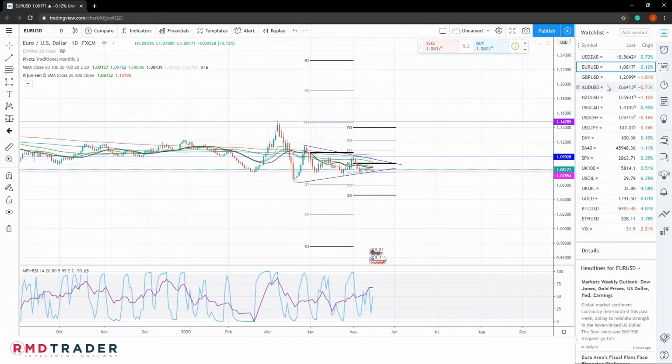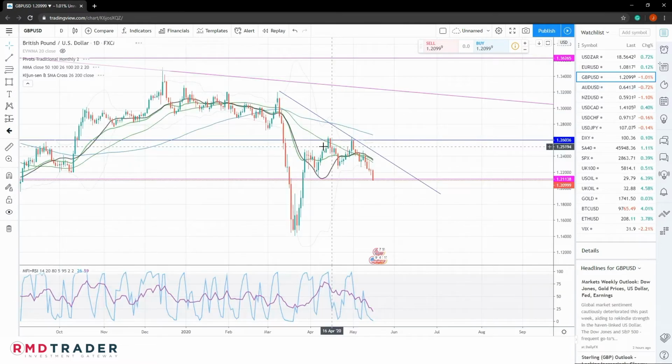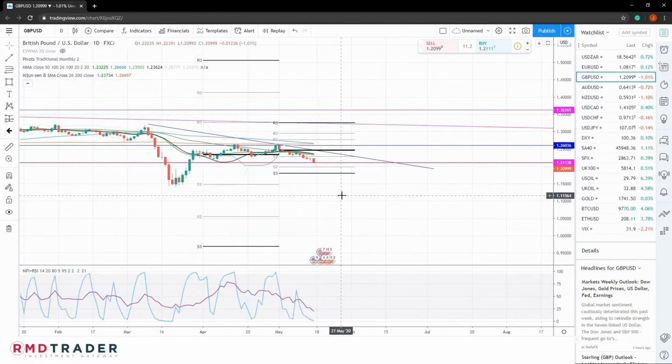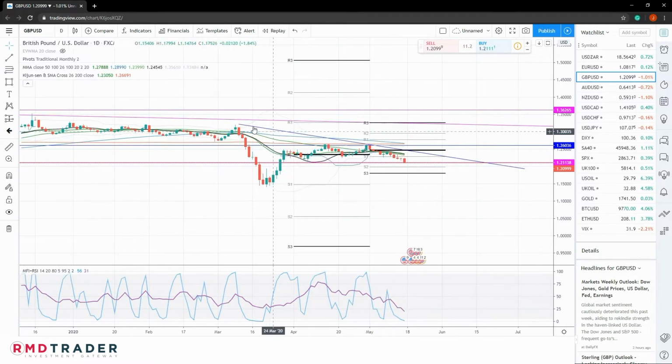Looking at the GBPUSD, so we have seen the same picture here. We are definitely still more bearish, trading below the 200 and 100 SMAs, trading below the monthly pivot level, and a move lower definitely more than likely at this stage.